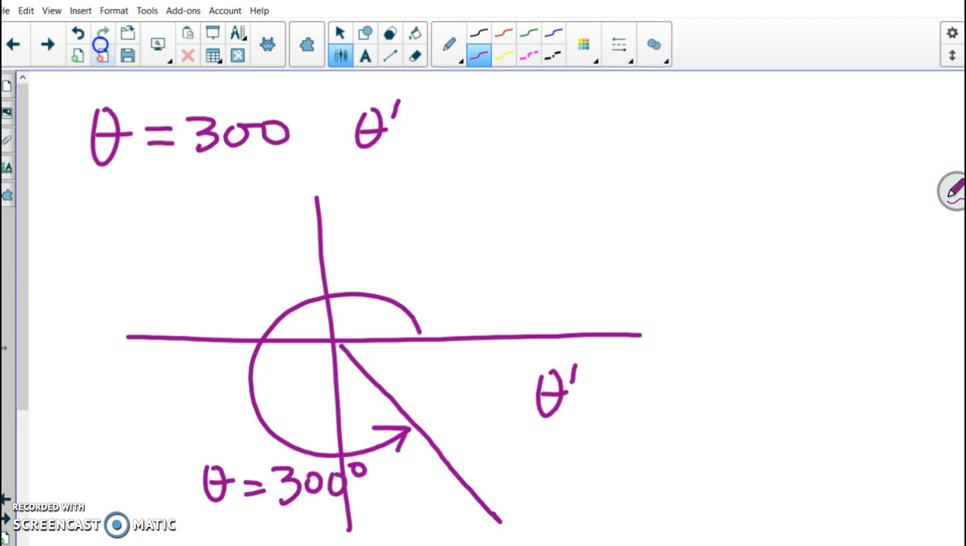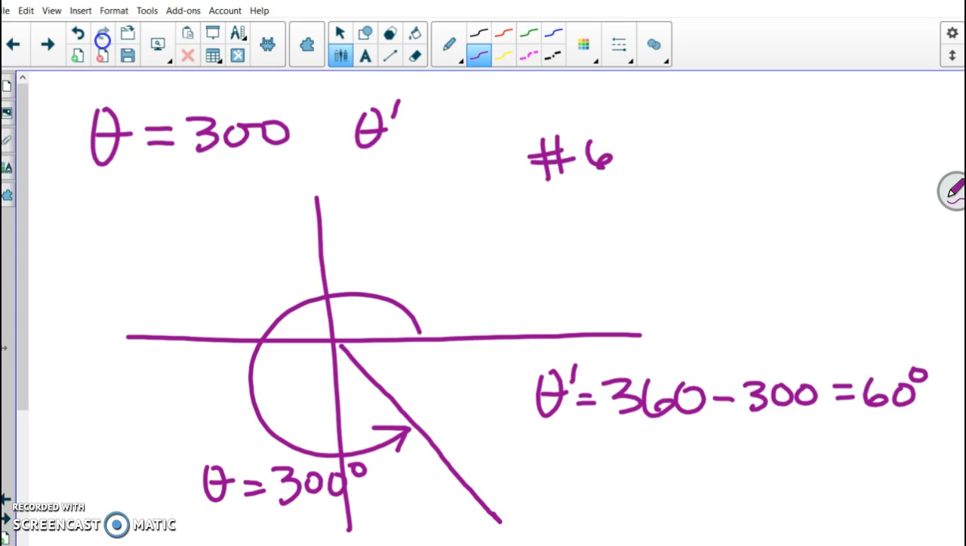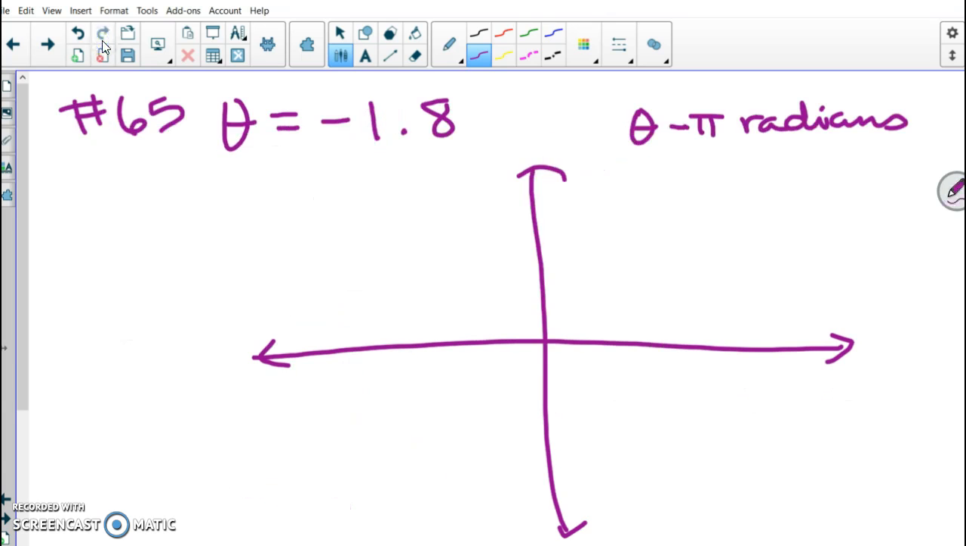And what we just went over is this. In quadrant 4, we're going to take 360 minus that initial angle theta, which gives us our reference angle of 60 degrees. We can do this with radians, just as I showed, and we can also do this with degrees. Why don't you go ahead and try problem number 65, and we'll come back here and talk about that solution. Problem 65 asks us to find the reference angle theta prime. It says sketch theta in standard position.